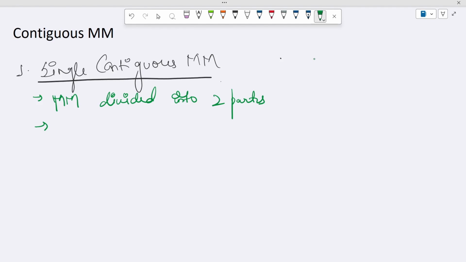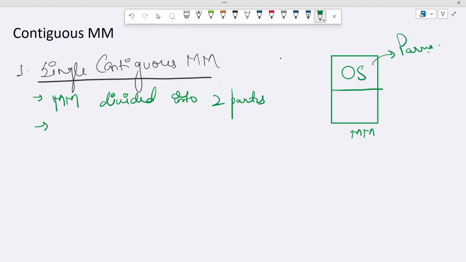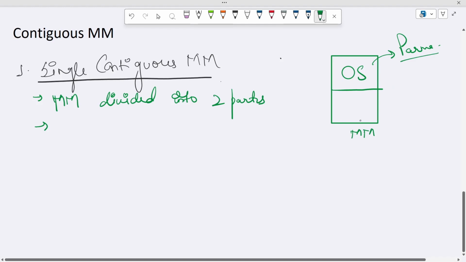In one part the operating system is there. For example, this is what a main memory is going to look like, divided into two parts. One part, the OS, always resides permanently. And in the other part the process comes, works, and then terminates. So this is called a single contiguous memory management scheme. The OS is set permanently in one partition.